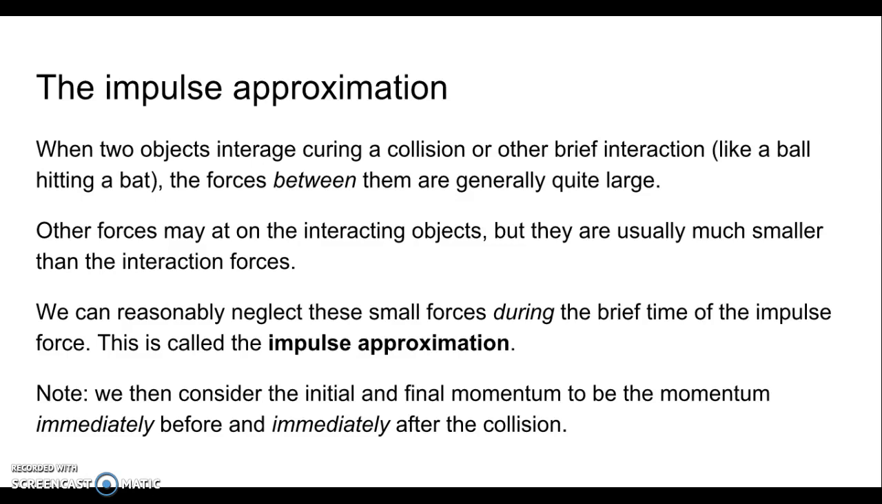We have also something called the impulse approximation. I think you guys are going to like this because it means we have to worry about less stuff. When two objects are interacting with each other, when they collide, it's a very brief interaction, but usually it's with very large forces. What's really great about having a force be quite large is that when we compare it to other forces involved during a collision, perhaps the gravitational force is practically negligible compared to this impulsive force. So we call this the impulse approximation.